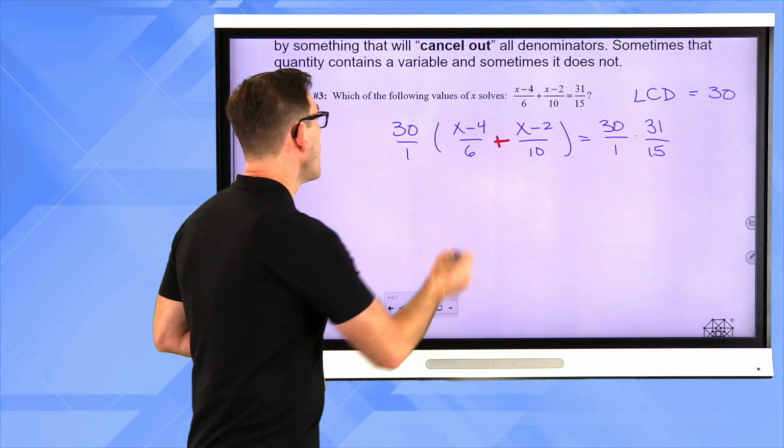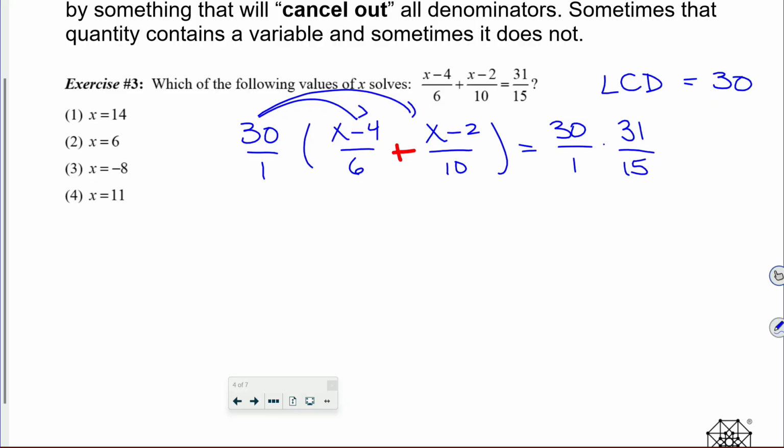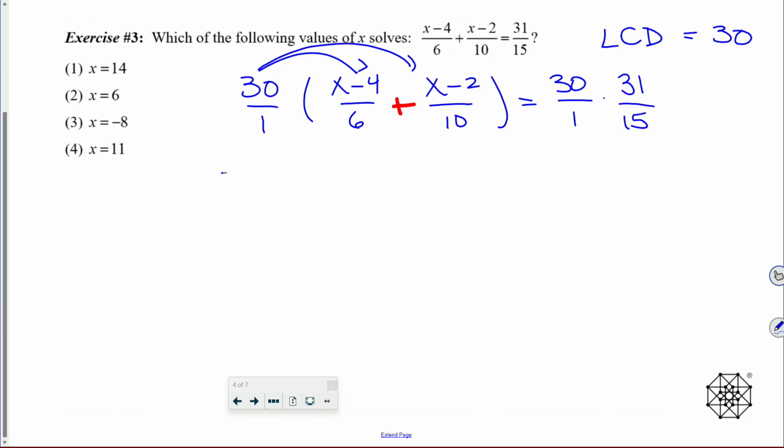Okay, now I need to distribute this through, and I'm going to start doing a little bit of a move pretty soon where I just immediately do this right from the beginning, where I just automatically distribute it instead of writing that first line.